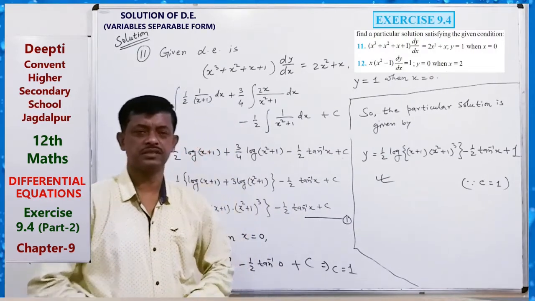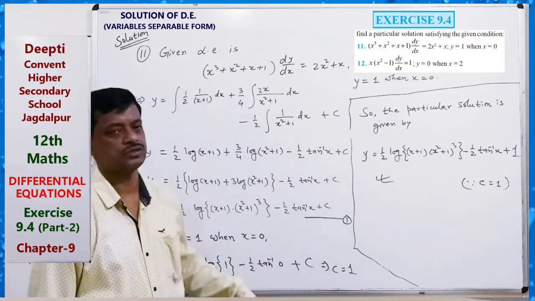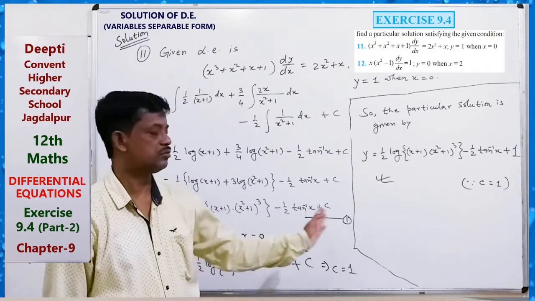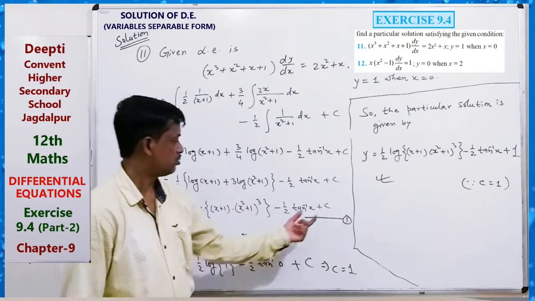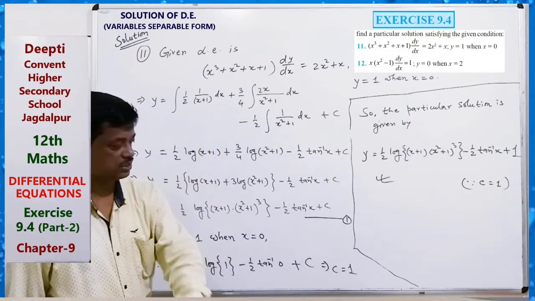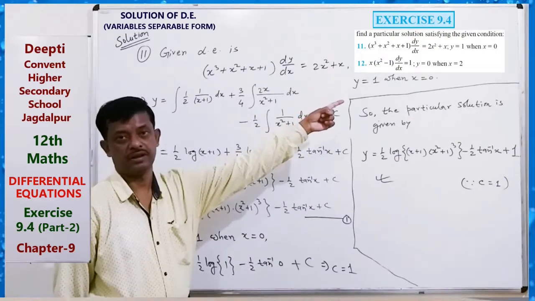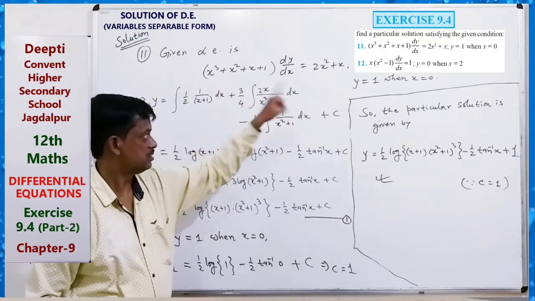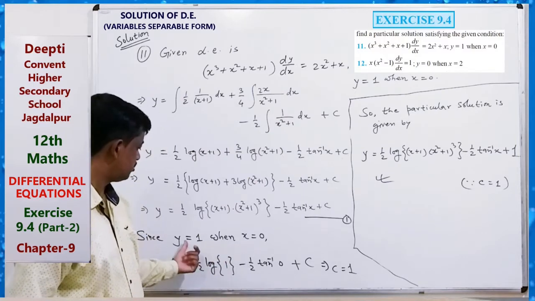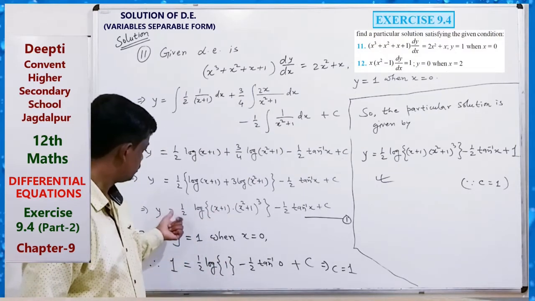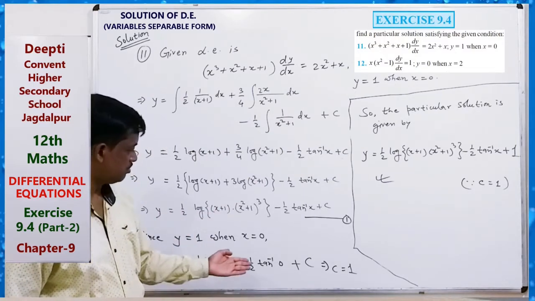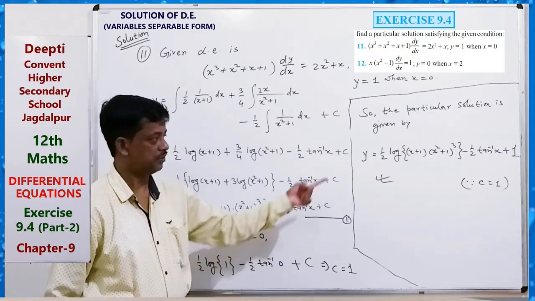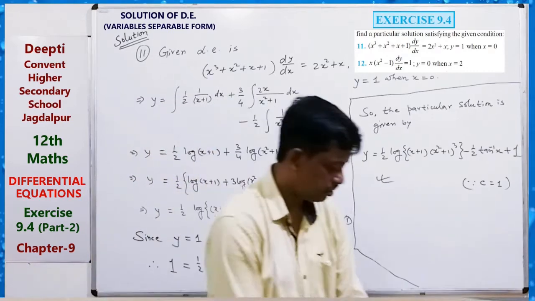Particular solution means you first have to find the solution of the differential equation as y equal to a function of x, and there will be one constant, and you have to find the constant by using the condition. There will be a condition for a particular solution. By using this condition, here x equal to 0, then y equals 1. Put it in and solve it, you can get the value of c, and put the value of c in this equation. So that will be the particular solution.